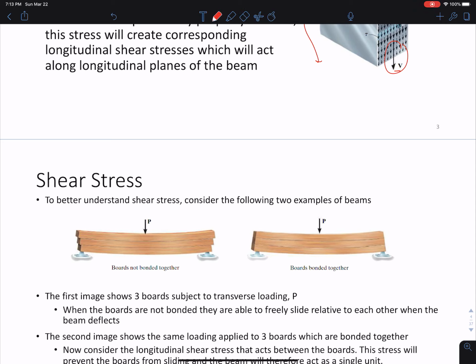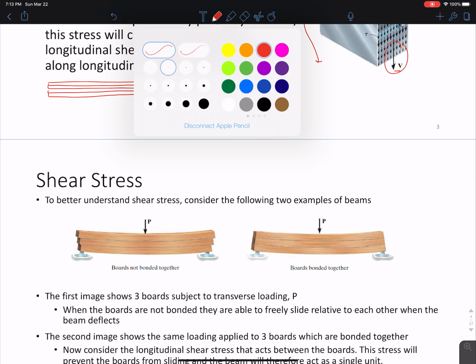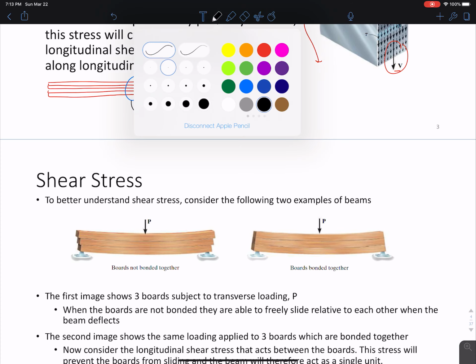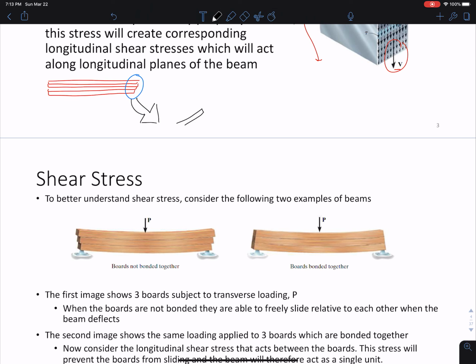Let me draw this. So if we have all these boards, and the boards aren't glued together, and we zoom in on the end here, what we're going to see is this kind of bending happening, very exaggerated, where everything pulls out. So we'll see this jagged edge. And this is if we have some load P, okay?